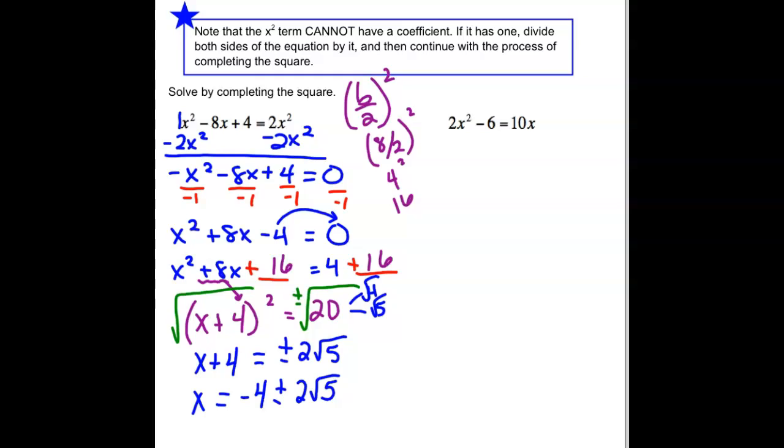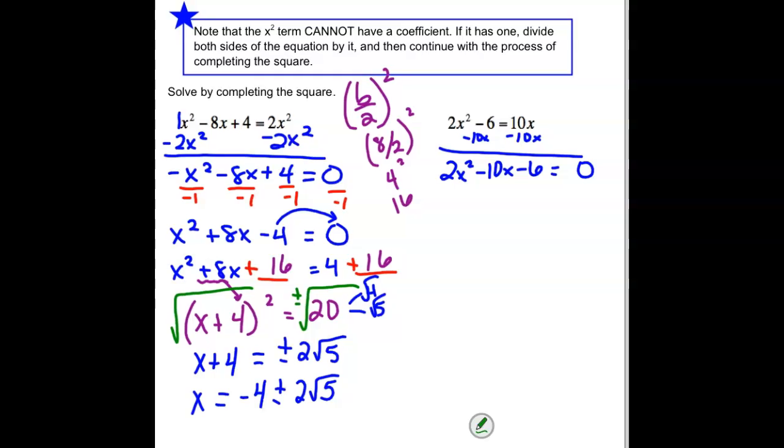All right, our next example. Notice that we have a 10x on the other side. We need to move that over with the other x squared pieces. So I'm going to subtract 10x back here. We have 2x squared minus 10x minus 6 now is equal to 0. We cannot complete the square when there's a 2 in front, so we have to divide everything by 2. That turns it into x squared minus 5x minus 3 equals 0.